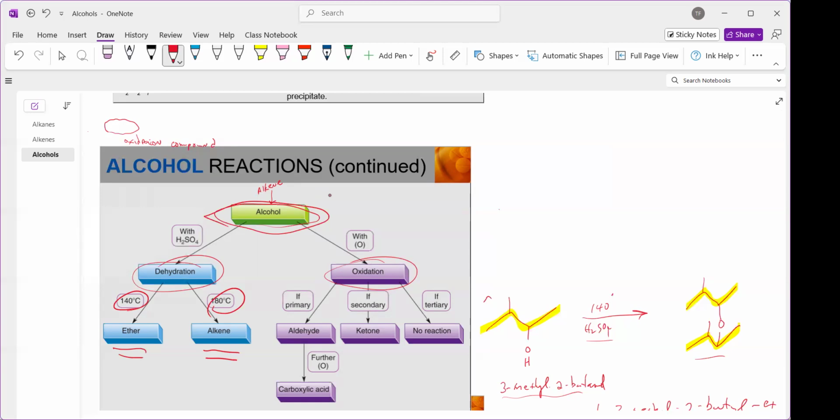We can also reduce them, go the other way. In other words, if we want an alcohol, we can get it from an aldehyde or a ketone, going the other way. So this, on top of the alkene reactions, really adds quite a few possibilities.